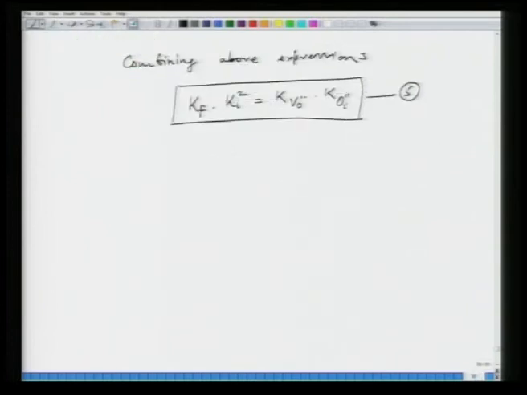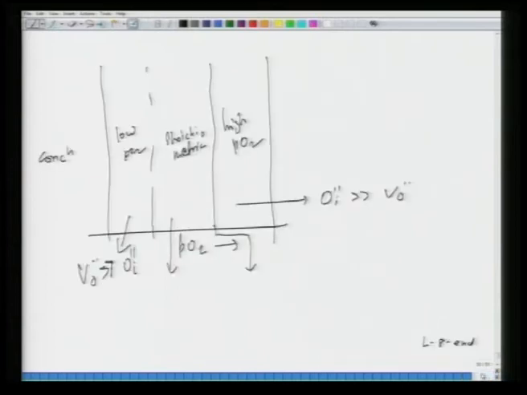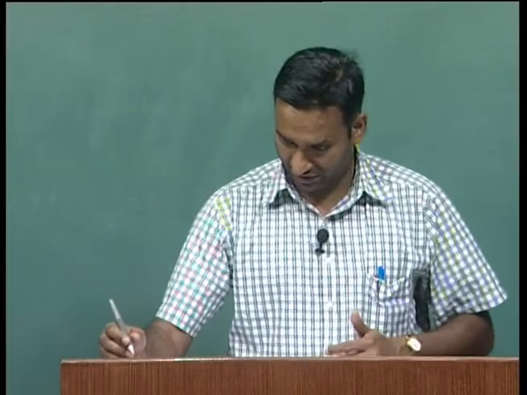If you combine these expressions, you can get an equality which is Kf Ki square is equal to Kvo Koi, just as a point of interest. And now we are going to look at the limiting conditions for each of these regions, so that we can work out the defect concentration profiles in each of these three regions, which is low PO2, stoichiometric, intermediate PO2 or high PO2. So, we will start the discussion for this lecture from the limiting conditions.